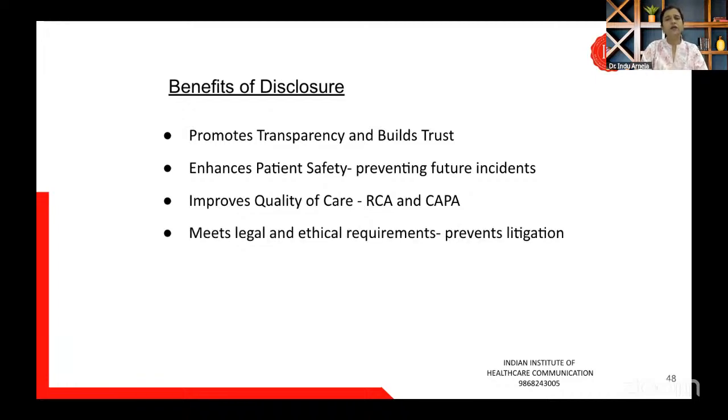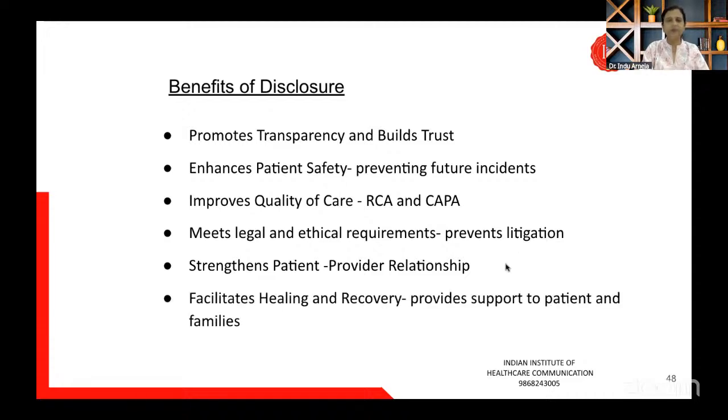And then, of course, the legal and the ethical requirement is that we need to share with the patient. If you look at the patient's rights, the patient has every right to know about whatever has happened in their care. And if we are not sharing that, that is also an encroachment on the patient's rights. It definitely strengthens the patient-provider relationship, because they will have more trust in you and will see you as a professional healthcare provider. It facilitates healing and recovery, and it provides support to the patient and family.